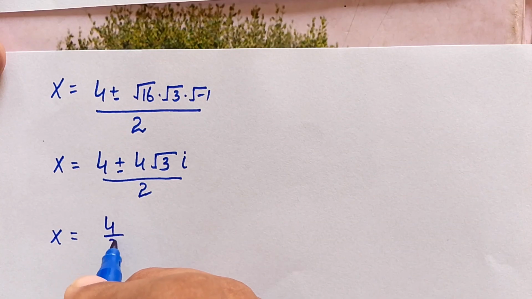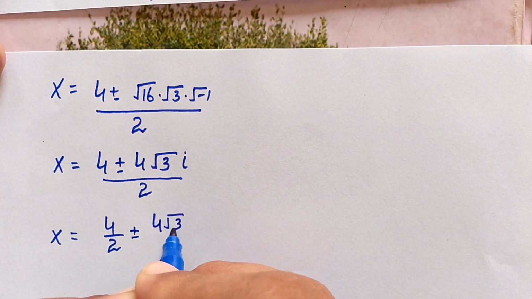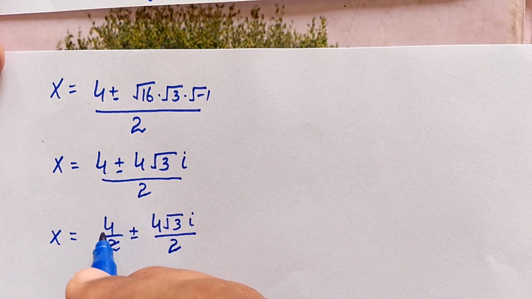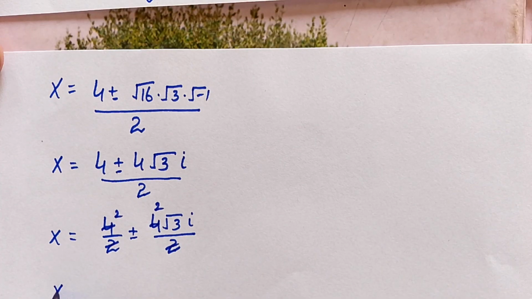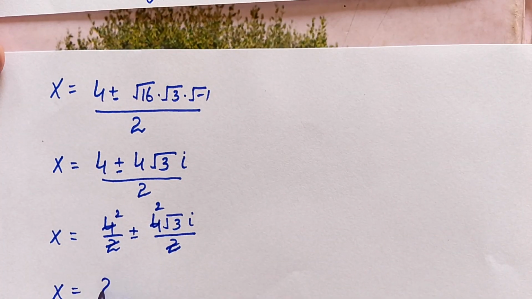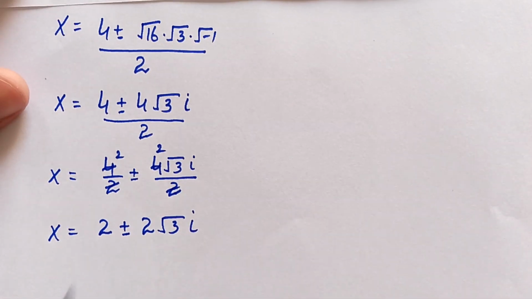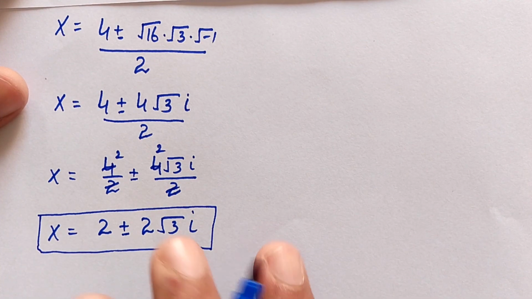x is equal to 4 divided by 2 plus minus 4 times square root of 3i divided by 2. 4 divided by 2 is equal to 2 and 4 divided by 2 is equal to 2. So here x is equal to 2 plus minus 2 square root of 3i. So this is the complex solution and the value of x.